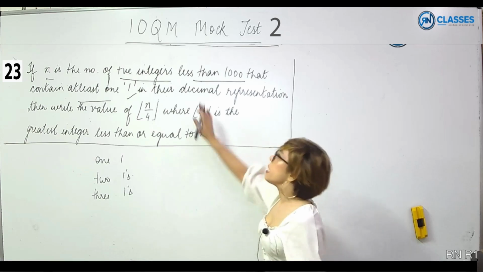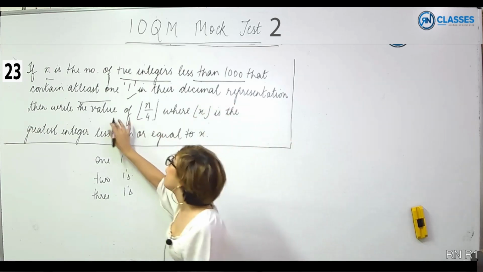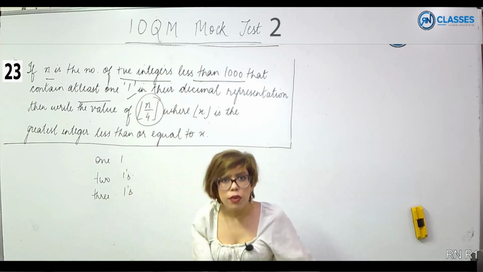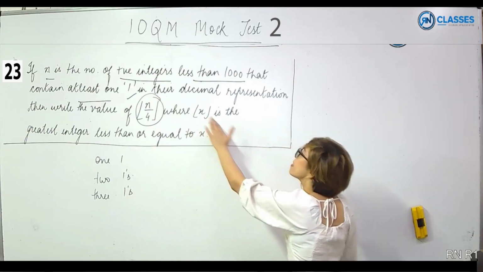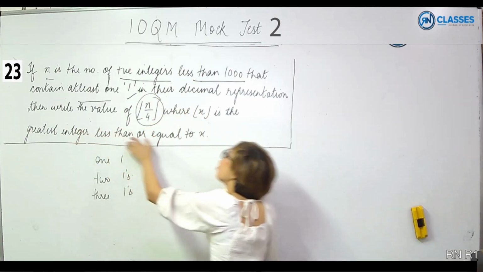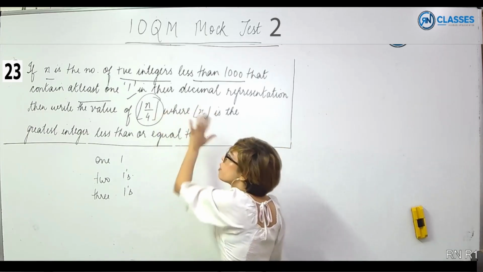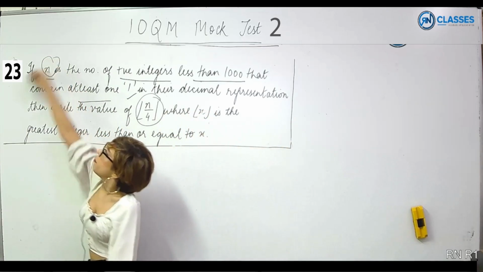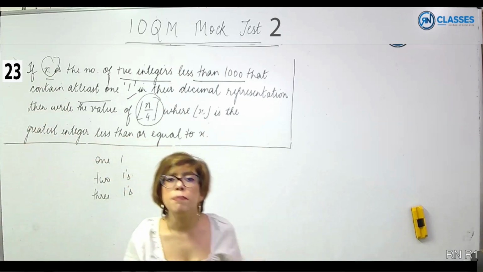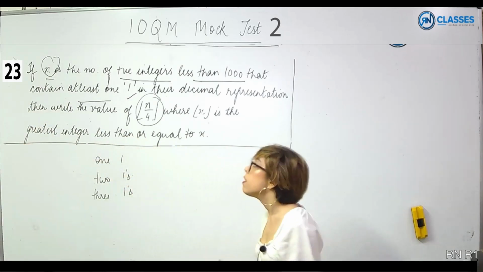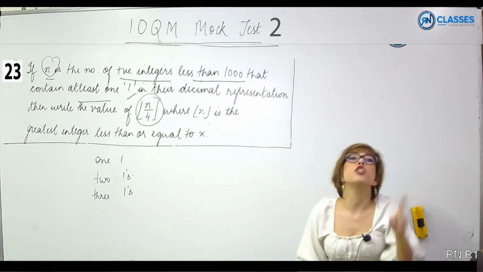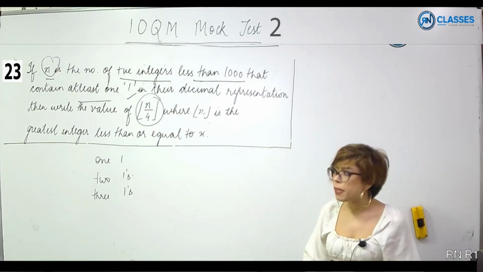Now, in their decimal representation, then write the value of floor of n by 4, where obviously floor of x is the greatest integer less than or equal to x, right? Fine. This I'll figure out later on. First of all, I am interested in the value of n, right? n is the number of positive integers less than 1000 which contain at least one 1, right?